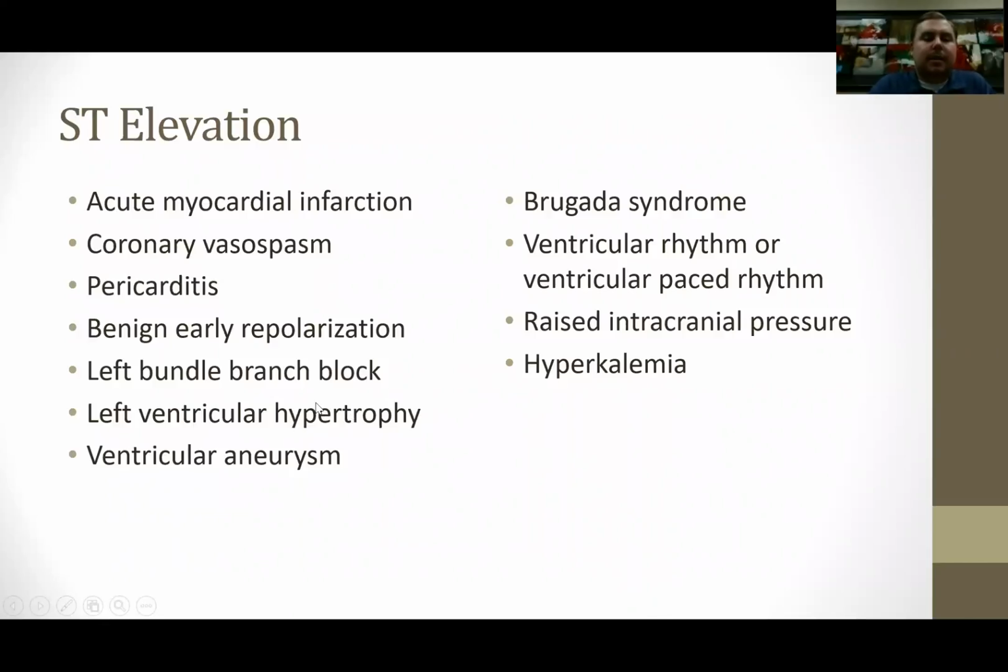Ventricular aneurysm is whenever that ventricular wall has died off due to an old MI, and now it's just ballooning outwards. So it will look like ST elevation, usually mild 2, 3, maybe 4, without the huge T waves that usually come with STEMI.